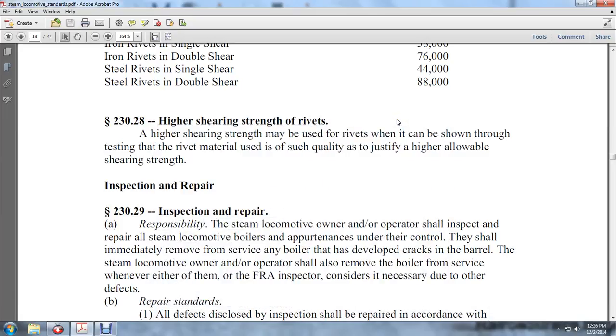Inspection and repair. The steam locomotive owner and operator shall inspect and repair all steam locomotive boilers and appurtenances under their control. They shall immediately remove from service any boiler developing cracks in the barrel. The steam locomotive owner or operator shall remove the boiler from service whenever the FRA inspector considers it necessary due to these defects.